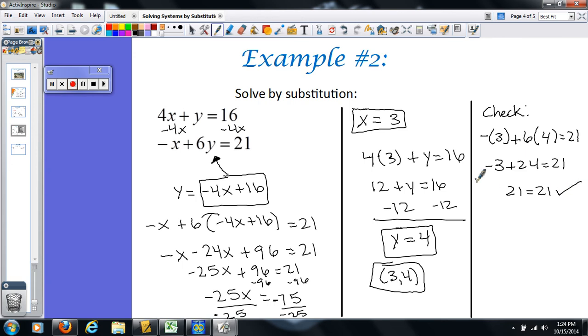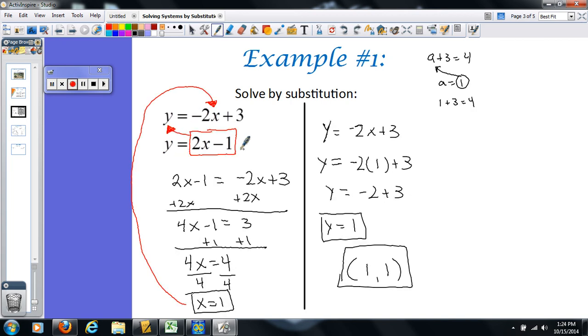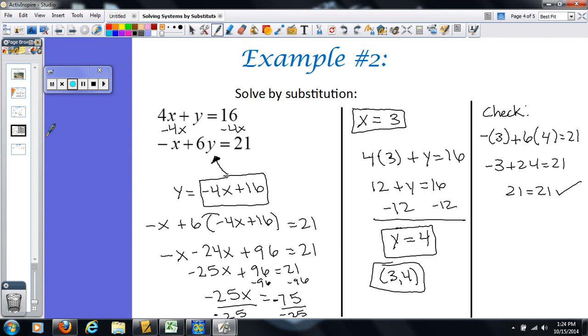If I do the check once I get an answer, and I get something like 5 equals 17 instead of something that's true, then that means I made a mistake, and I need to go back, redo the problem, and find my mistake. Okay? So this is the basic idea of substitution. When you have ones like example number 1, I can just do the substitution right away. When I have one like example number 2, I might have to solve and get one of the variables by itself first, and then I'm able to solve it by substitution.